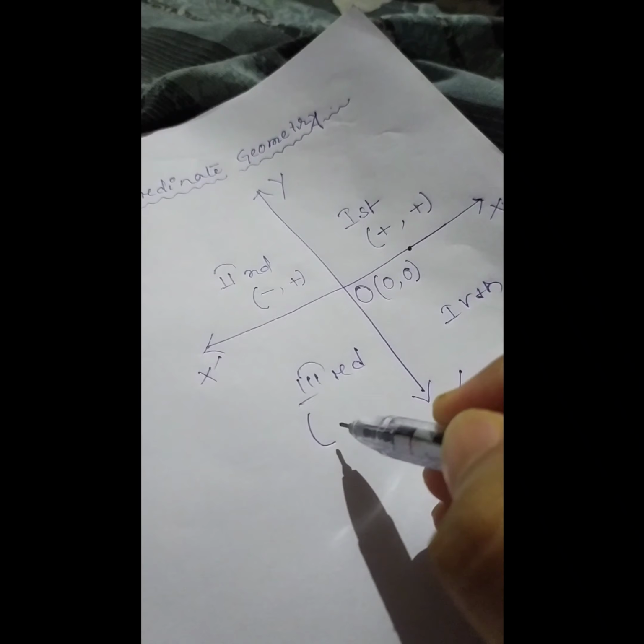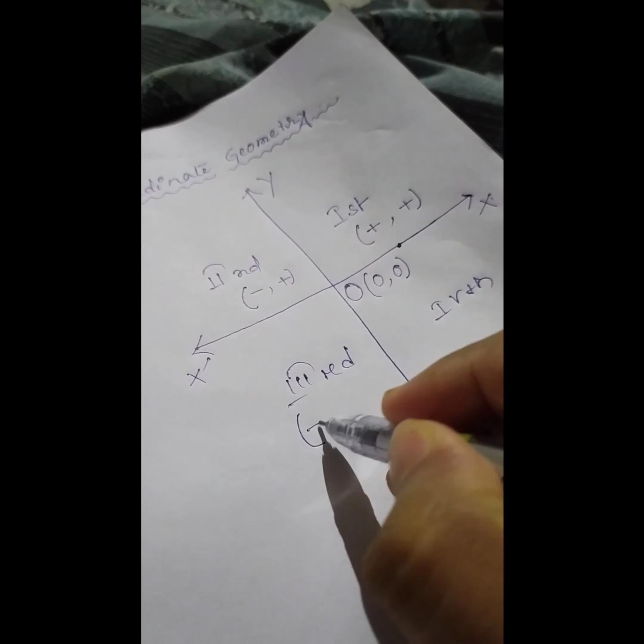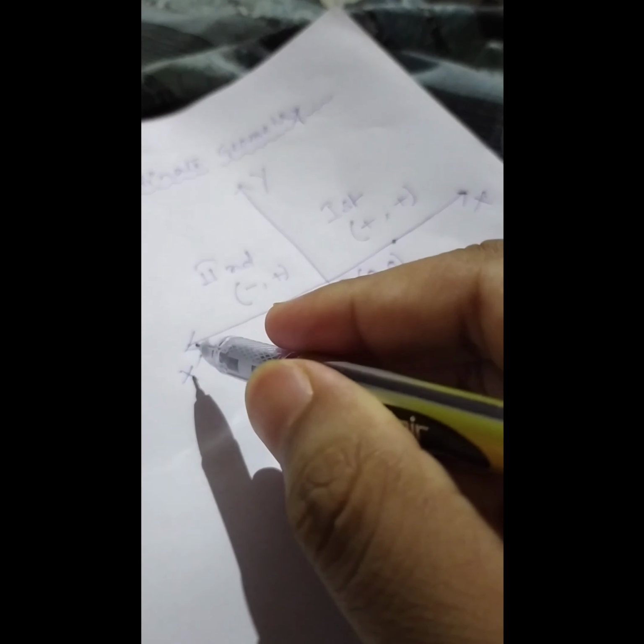The coordinate of any point in the third quadrant is (negative, negative). So the value of x here is negative, and the value of y here is negative. The coordinate of any point in the fourth quadrant is (positive, negative). That means the value of x is positive and the value of y is negative.